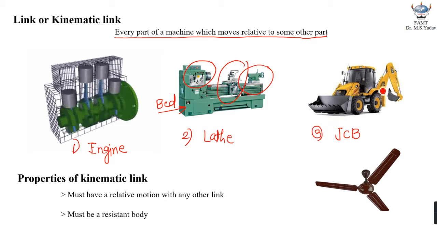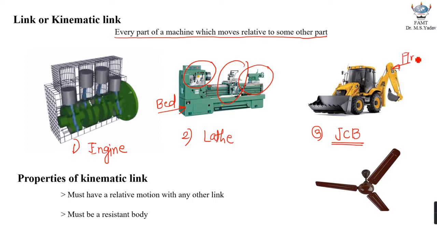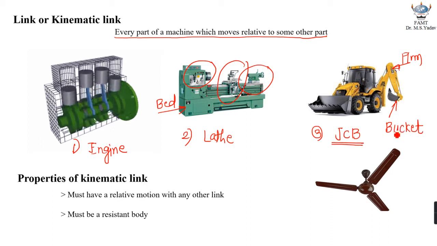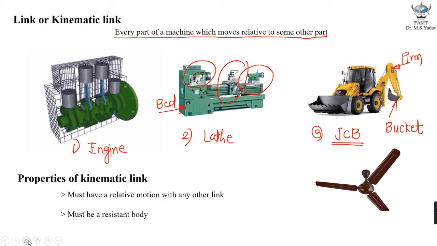The same logic is applicable to the third practical example, which is JCB. In this case, this part is typically called the arm of a JCB, and this part is typically called the bucket. Now both arm and bucket are moving relative to each other. So these two parts are typically called links. So overall, every part of a machine which moves relative to some other part is typically called a link.